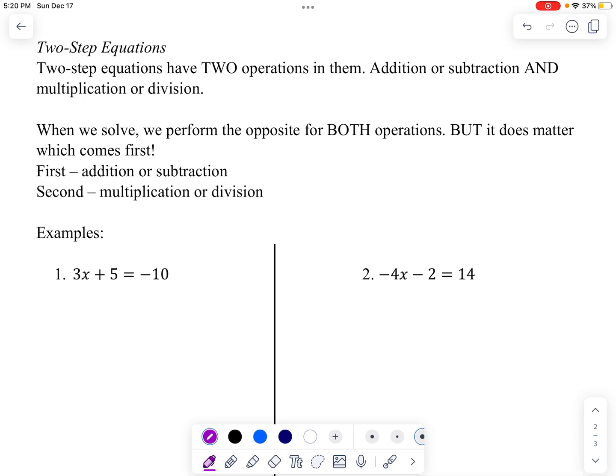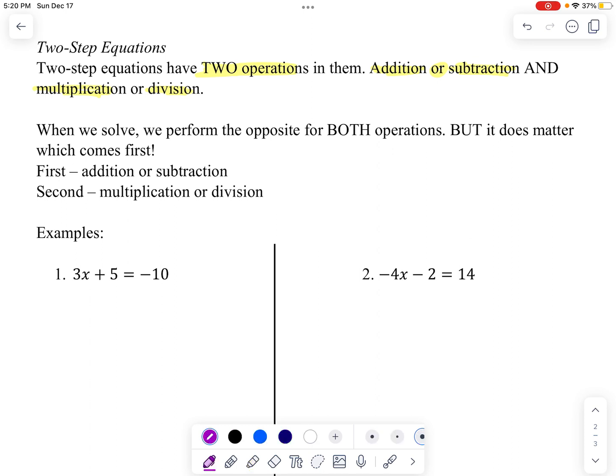Same idea, but this time instead of one operation, it's a 2-step, so there's going to be 2 operations in them. You will either have addition or subtraction. You cannot have both. It's one or the other. And then you will also have either multiplication or division. You cannot have both. Okay?